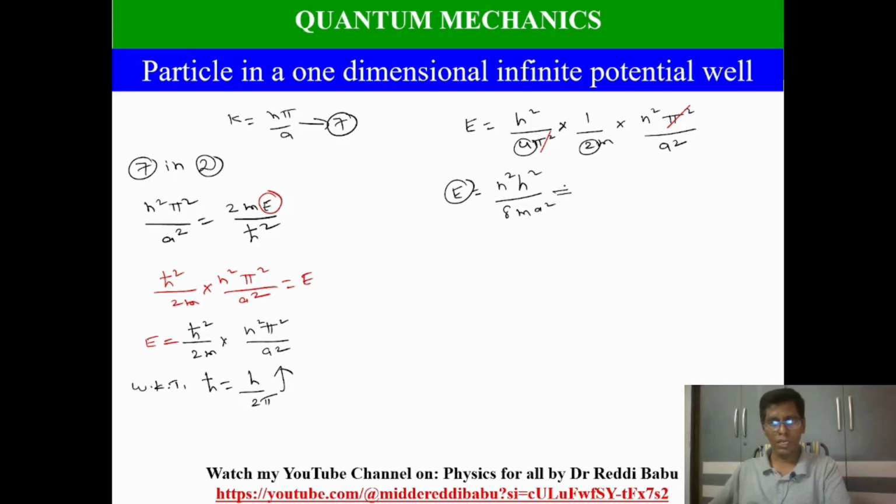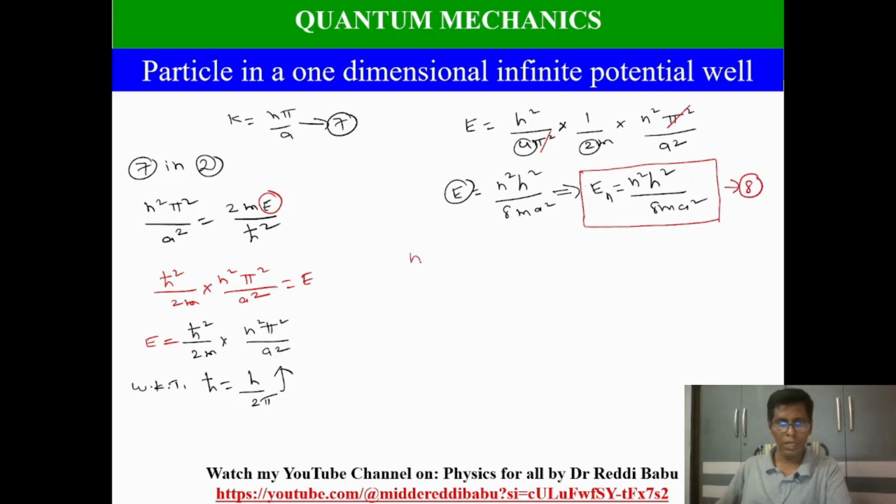The same equation, in the place of E, I am writing E suffix n is equal to n square h square divided by 8m a square. This is the equation for the energy of the particle moving in a one-dimensional infinite deep potential well. This is equation number 8. Now in this equation number 8, n is the energy level number. We can use n is equal to 1, 2, 3, 4 and so on.